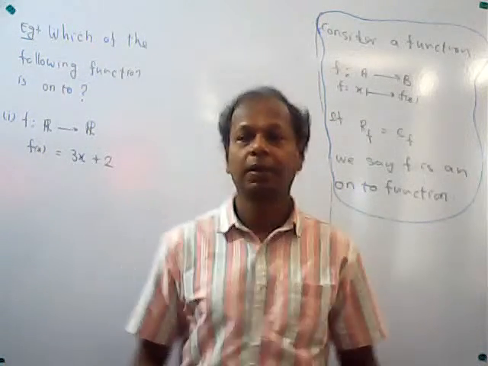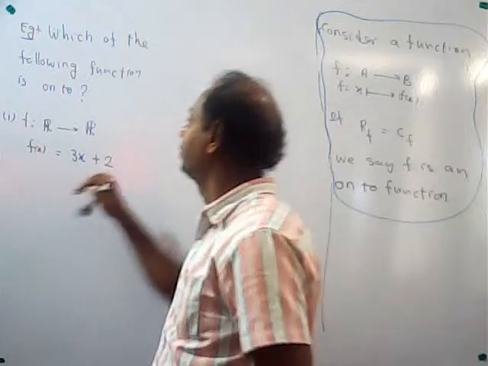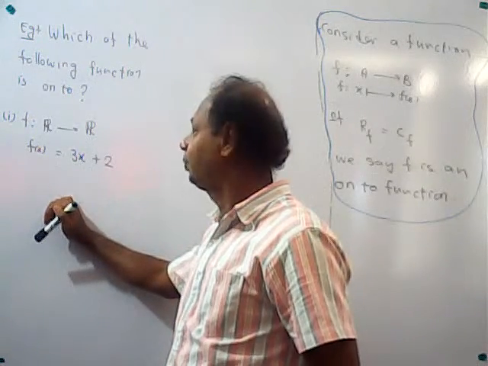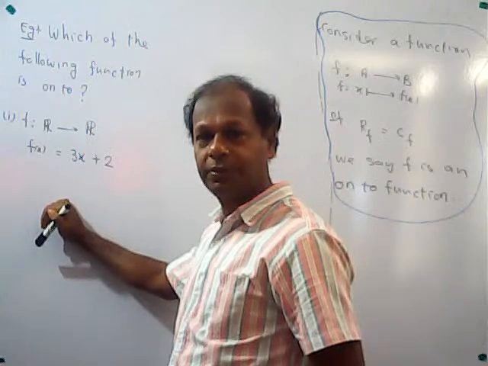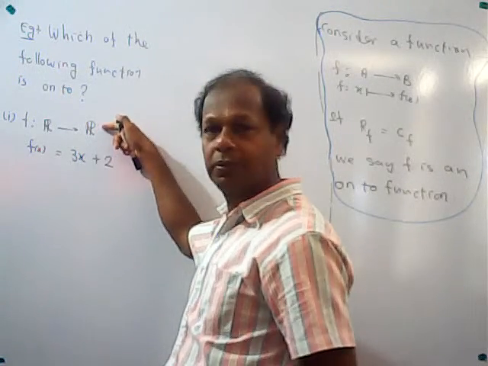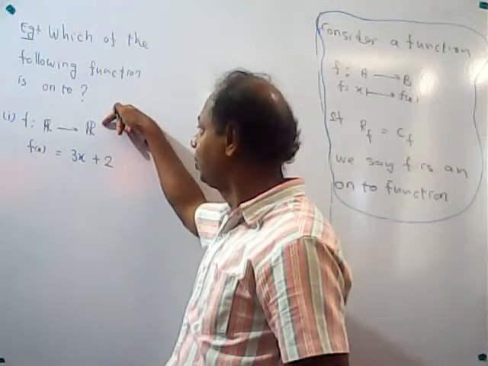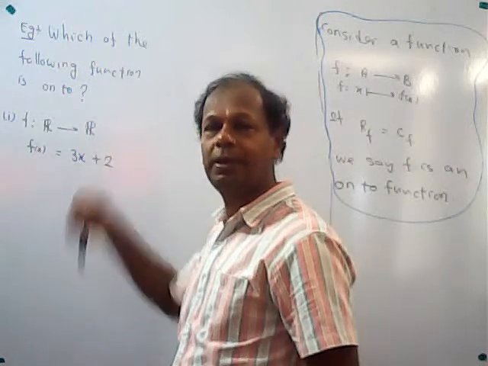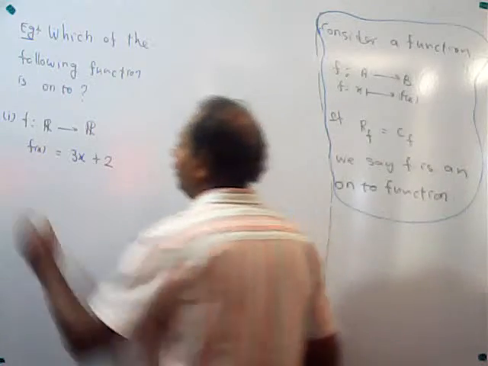Right. Let's take this. You are asked to find if it is onto or not. So it's very simple. You can see the coordinate at once, and you can find the range. Then check whether they are equal or not, right? Answer.